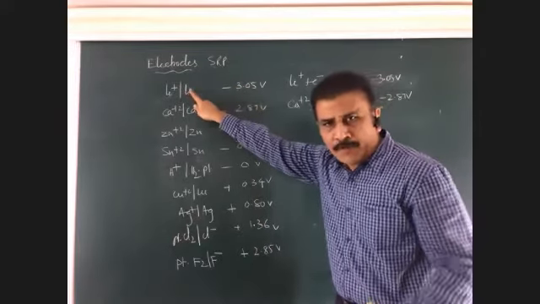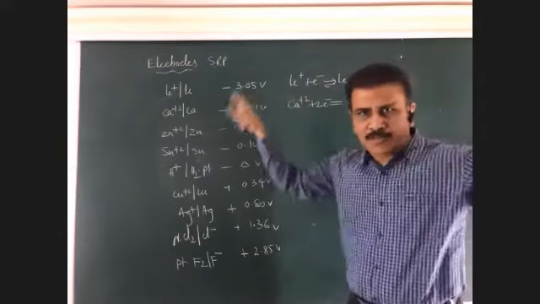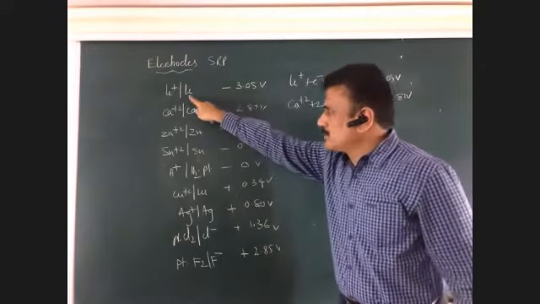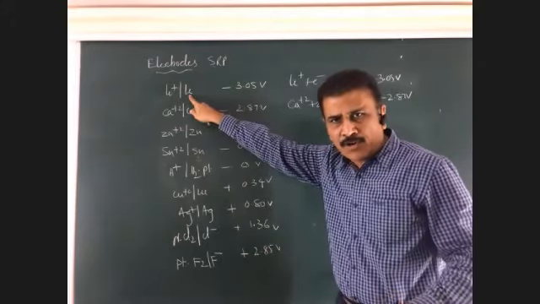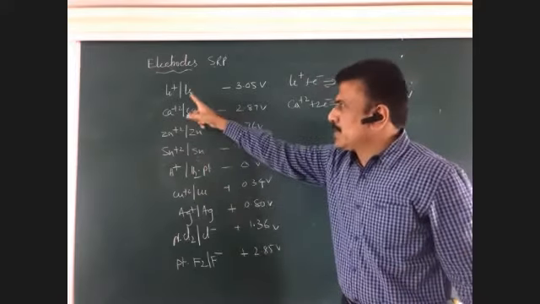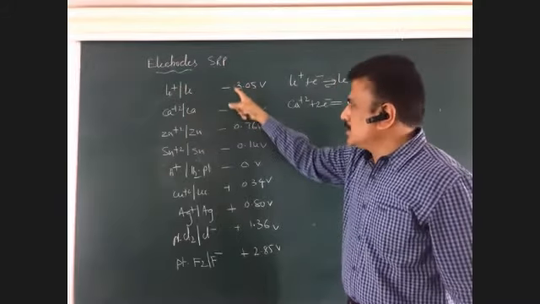So this is the powerful reducing agent on the globe because it has the lowest SRP among all electrodes. This is the powerful oxidizing agent. So this serves always as anode. This serves always as cathode. So lithium electrode always acts as anode because it has the lowest SRP.